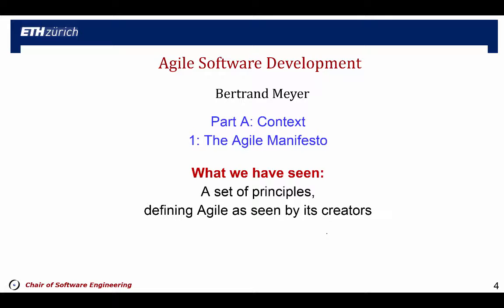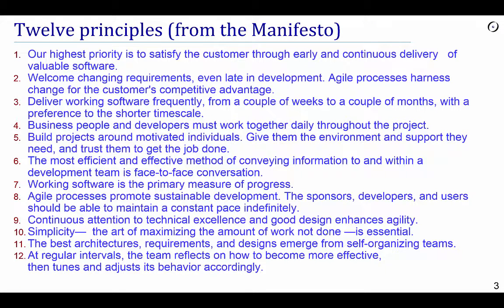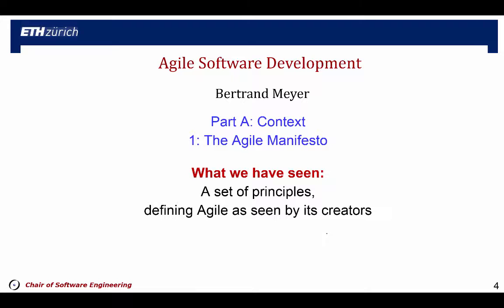So what we've seen in this first segment of our first lecture is a set of principles defining Agile as seen by its creators. It's actually quite a few principles, 12 of them, and they give us the general idea.